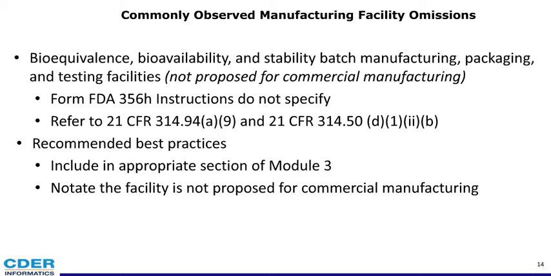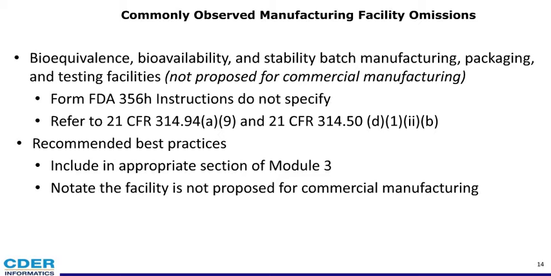What we'll see is that the bioequivalence, bioavailability, and stability batch manufacturing, packaging, and testing sites, which are not proposed for commercial manufacturing, may not be listed very clearly within the application. More commonly, this is the case with the sites that test the BE batches, and by test I mean the release and stability testing of those batches. One of the problems we see is that the form FDA 356h really doesn't tell you what to do with those facilities.